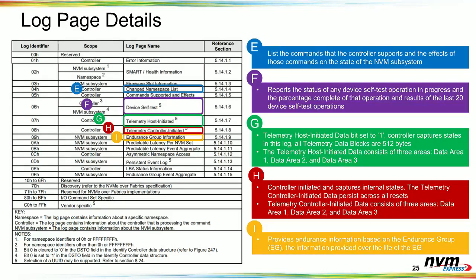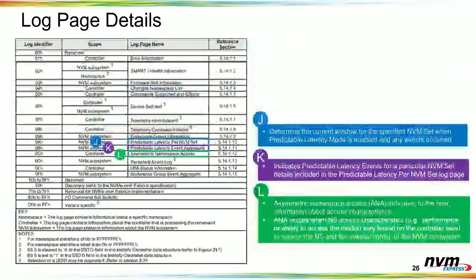All right. The endurance group information, I think this is about the endurance group and the NVMe sets. We can look at that information and figure out any critical warnings or any possible issues there.